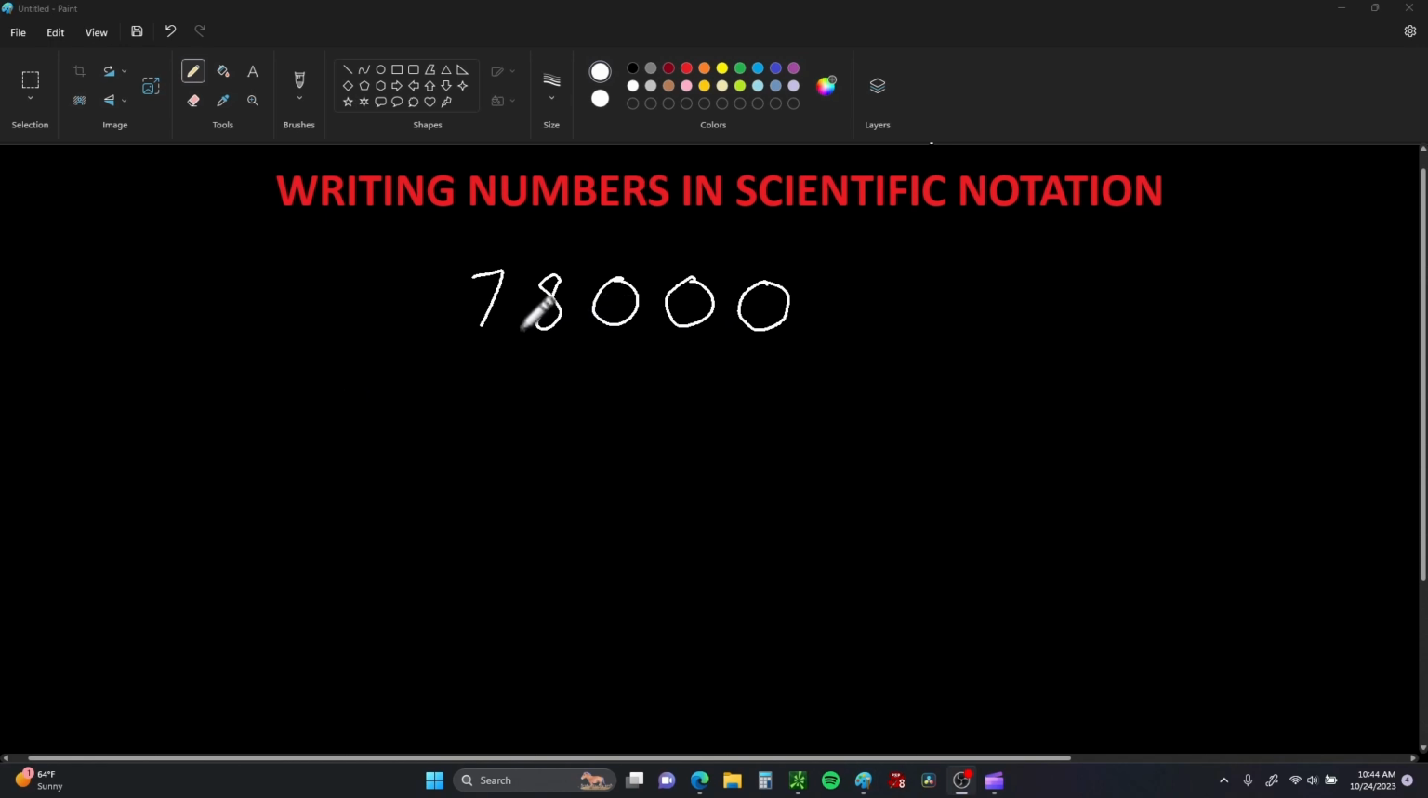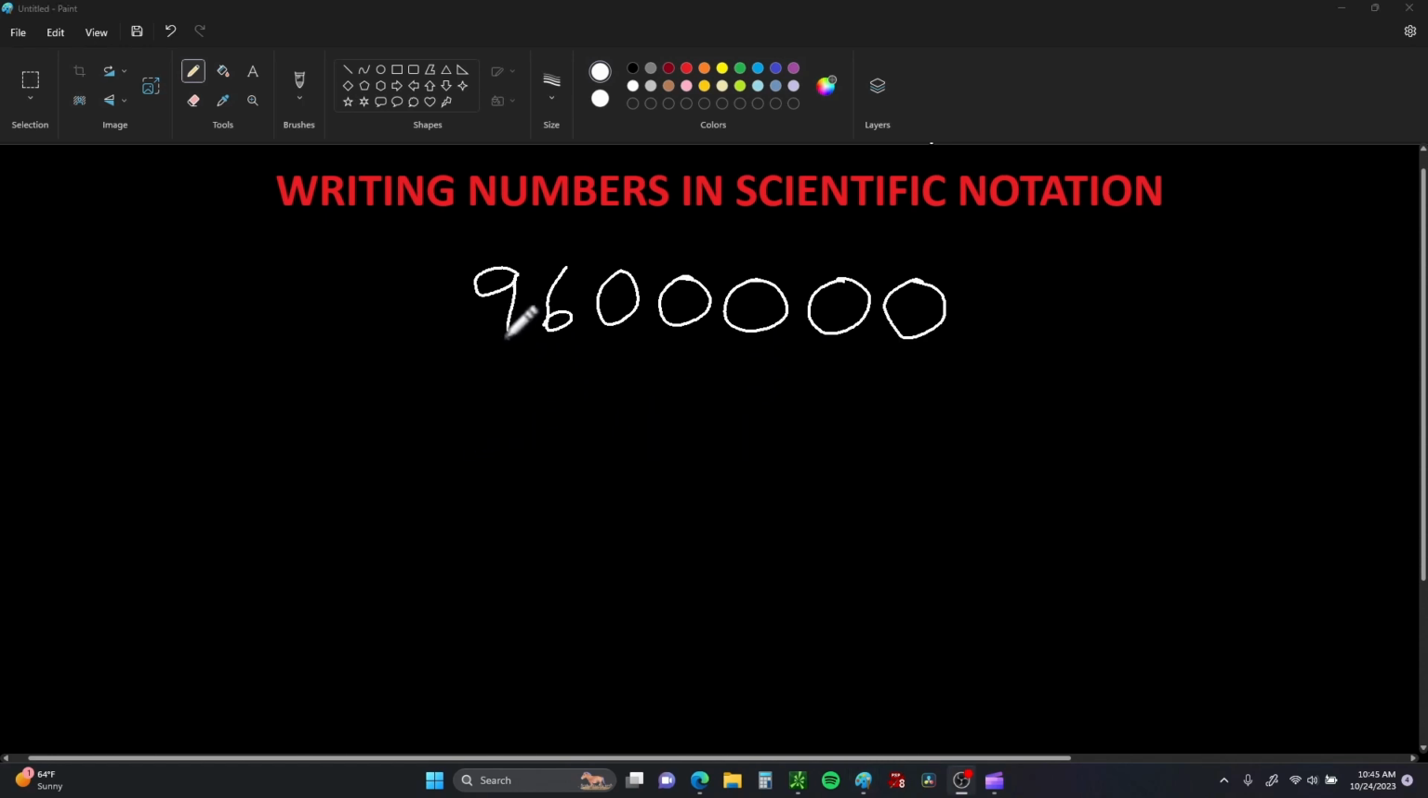If we have the number 78,000, I can rewrite this in scientific notation. I would be moving the decimal 1, 2, 3, 4. We would want one entire whole digit to remain there. So what we would have is 7.8 times 10, and the number of spaces I've moved it is 4. So 78,000 would be 7.8 times 10 to the fourth power.